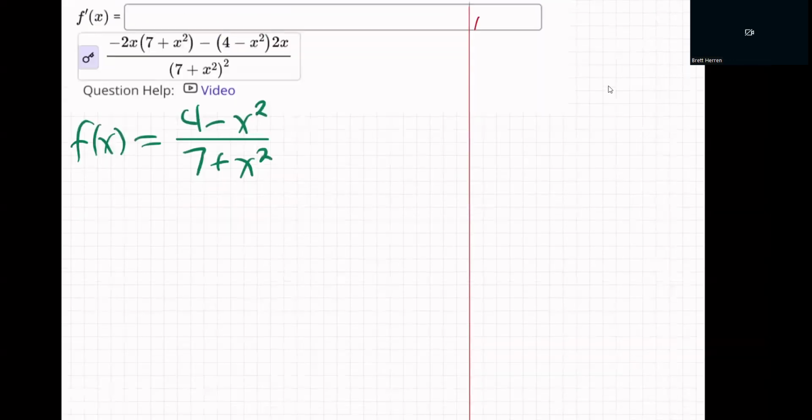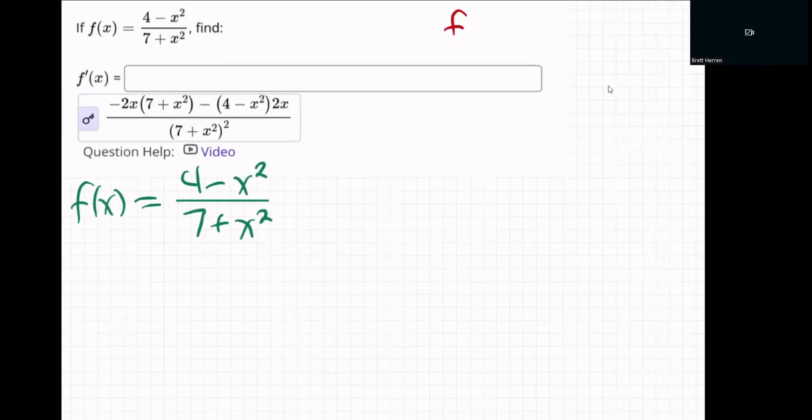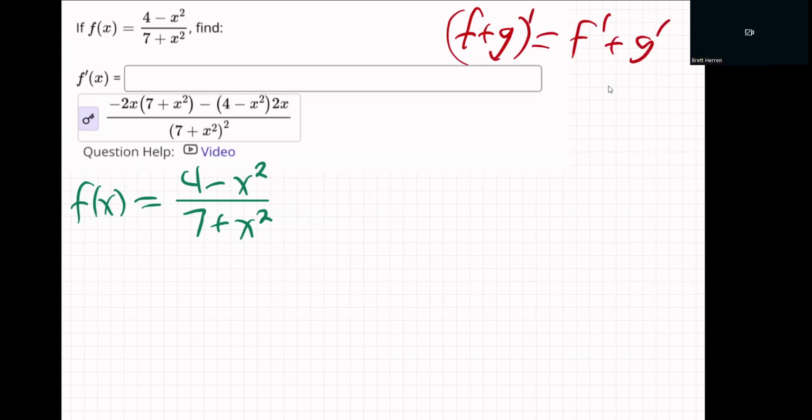If you have two functions added and you want to take the derivative, you can just do them separately, right? Just separate. Let's see if my pen's coming off. There we go. You just take them separately. That's great. For adding or subtracting, you just do the derivative separately.